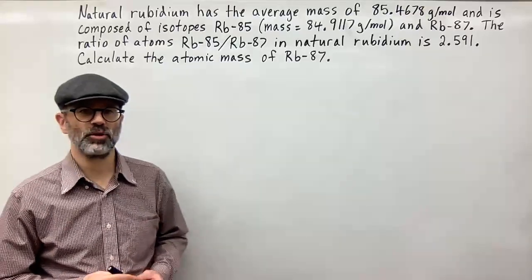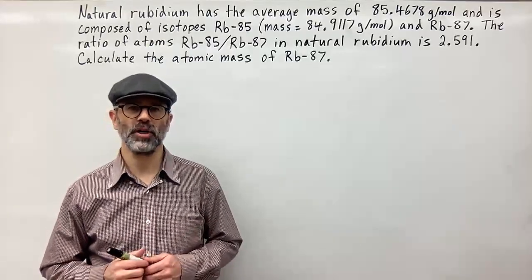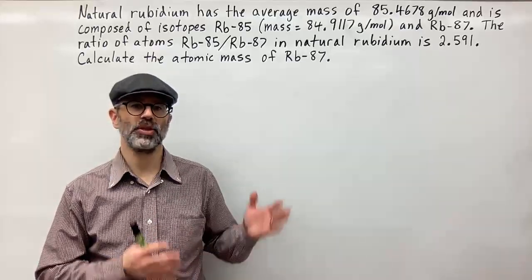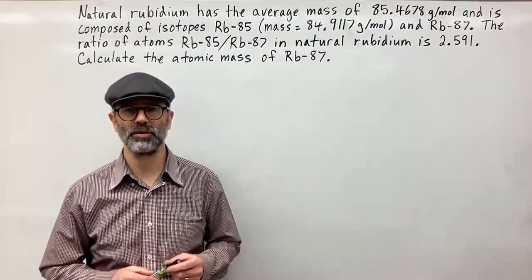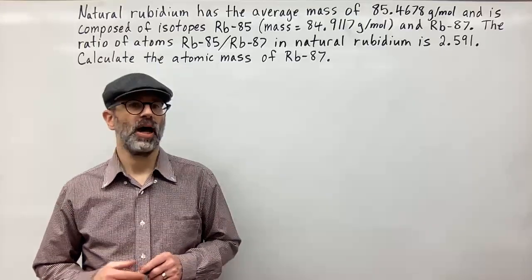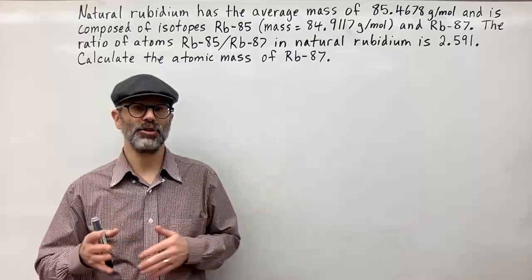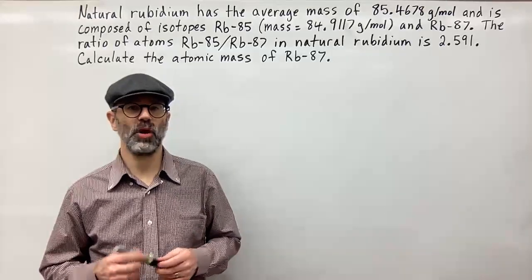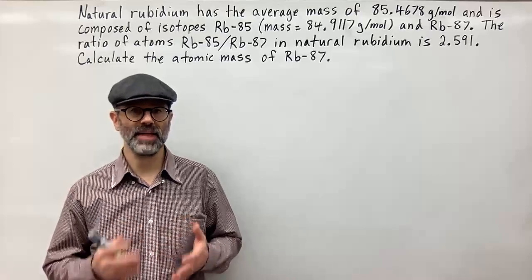So in this problem we're told that natural rubidium has the average mass of 85.4678 grams per mole and is composed of isotopes rubidium-85, which has a mass of 84.9117 grams per mole, and rubidium-87, which they don't give you the mass for. The ratio of atoms of rubidium-85 to rubidium-87 in natural rubidium is 2.591. And then they ask you to calculate the atomic mass of rubidium-87.